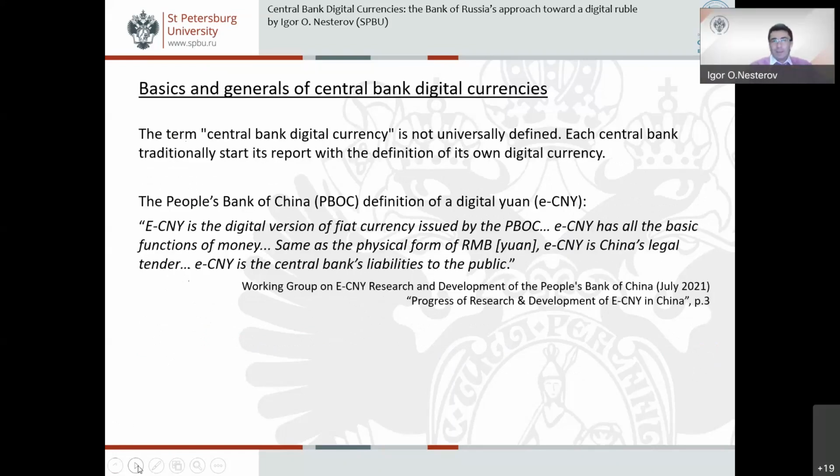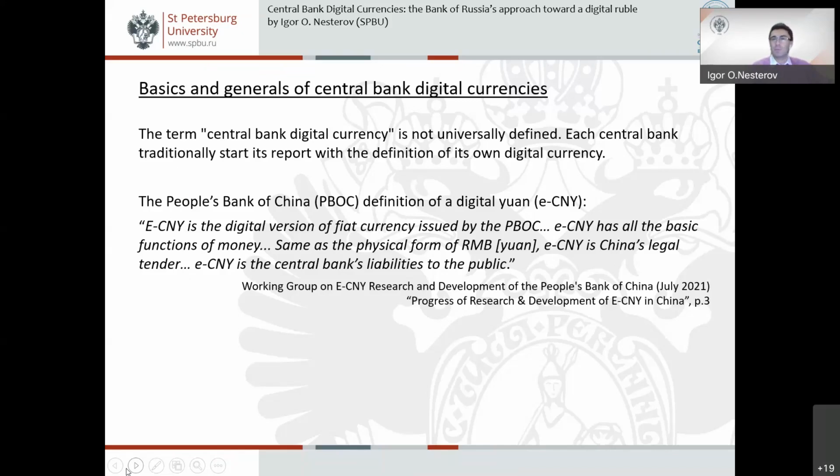As I have already mentioned, the term central bank digital currencies was introduced just in March 2018, in this milestone report published by the Bank for International Settlements. But to be honest, the term central bank digital currency is not universally defined so far. Each central bank traditionally starts a report or survey on central bank digital currencies with the definition of its own digital currency. So I've got examples of 3 definitions.